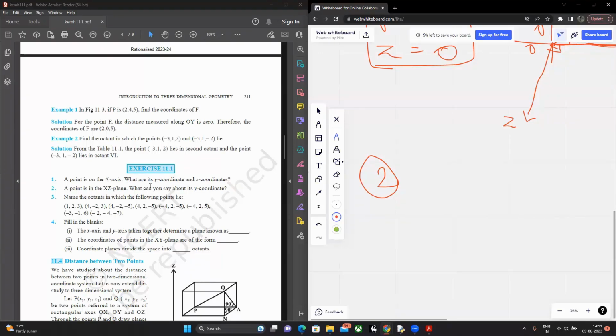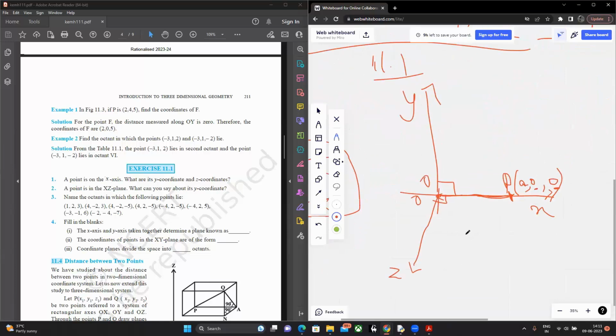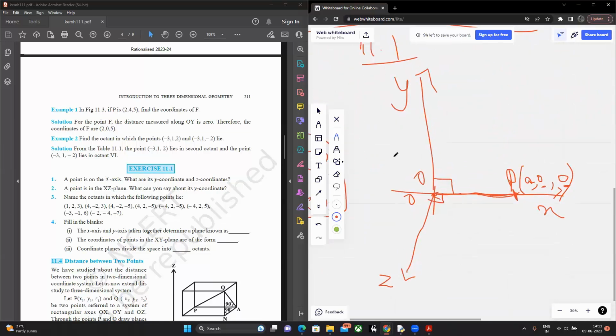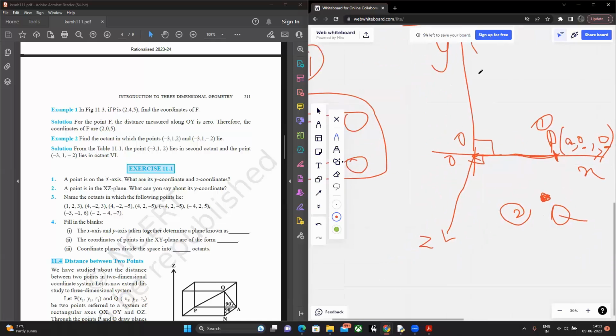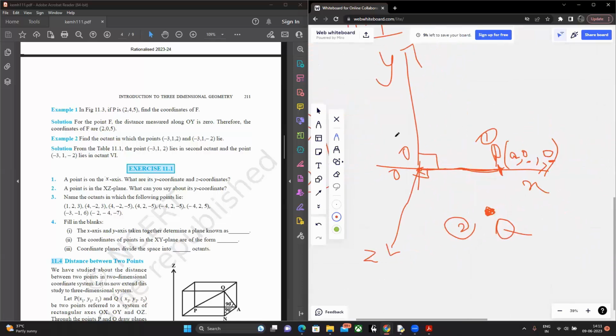A point is in the xz plane. What can you say about its y coordinate? Again, the point is in the xz plane, right? It's going to be somewhere over here. This point. Let this be Q, right? This is for the first question. This is for the second question. But I'm going to use the same figure because I'm too lazy to keep drawing figures again and again, right?